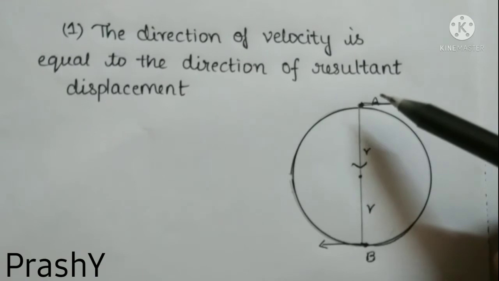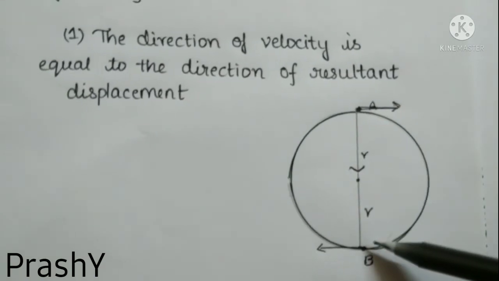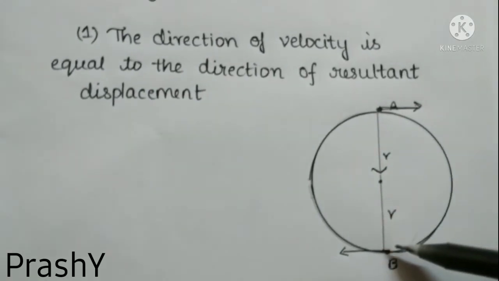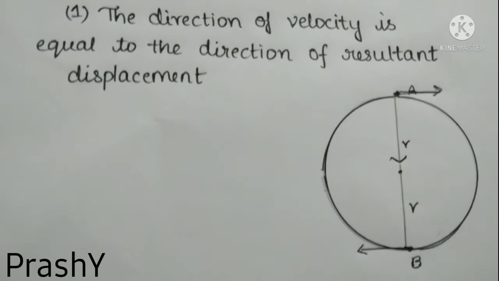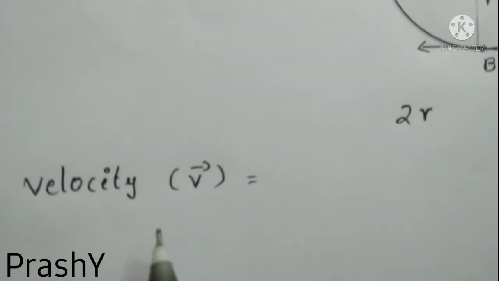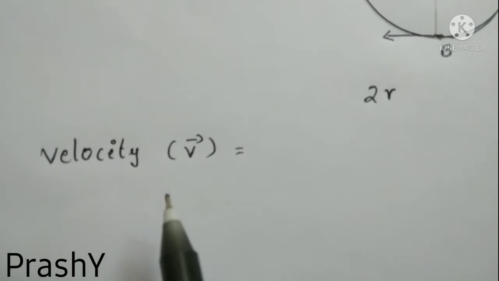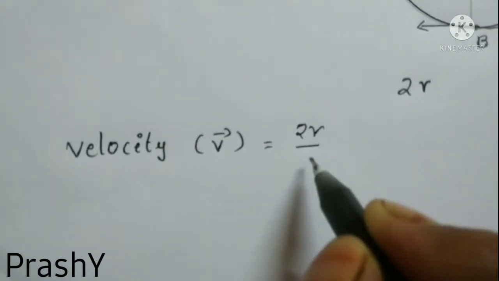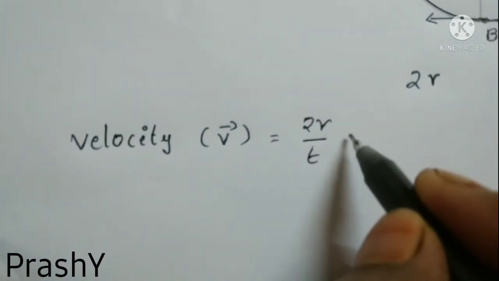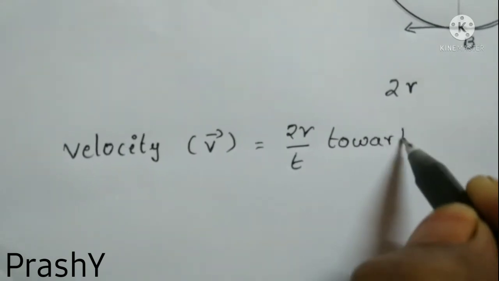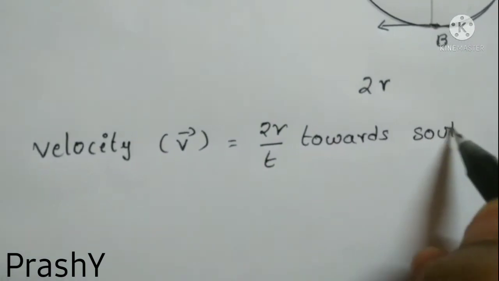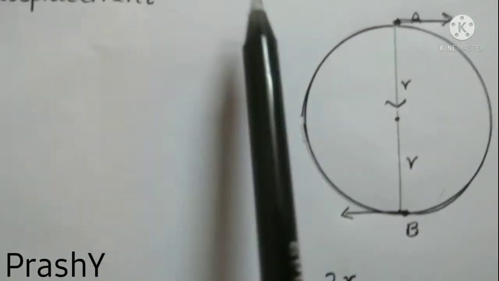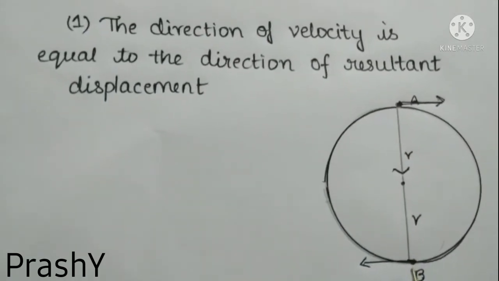And the direction of the train will be towards south, because the direction of displacement is towards the south. So the direction of the train is also towards the south. So velocity v bar is equal to displacement by time. What is the displacement of the train here? Displacement of the train is 2r, total time taken is t, and the direction is towards south. So the direction of velocity is equal to the direction of the resultant displacement.